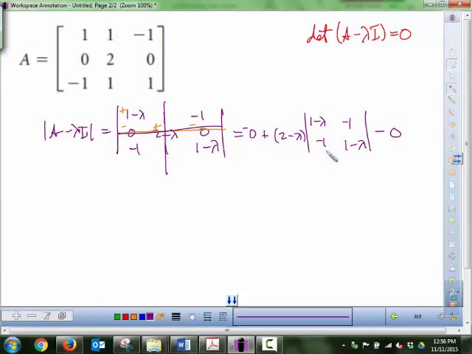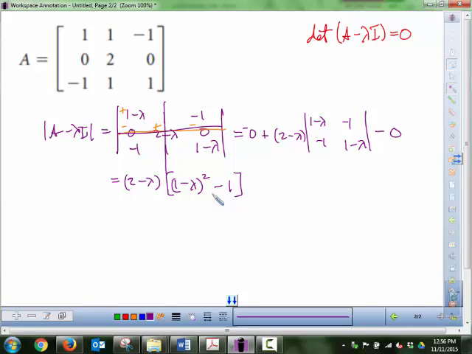So here's our polynomial. We're going to get 2 minus lambda times the determinant of this 2 by 2 matrix, which we should know how to take. That's 1 minus lambda times 1 minus lambda, minus positive 1. So here is our characteristic polynomial.